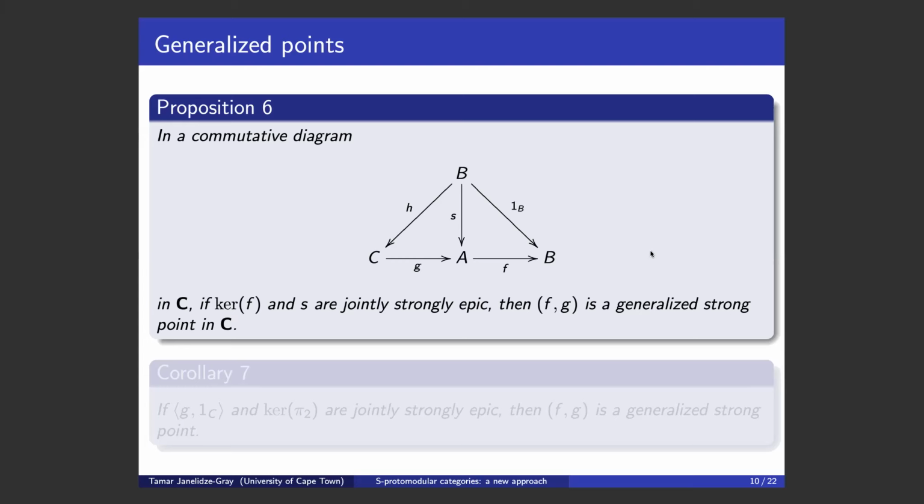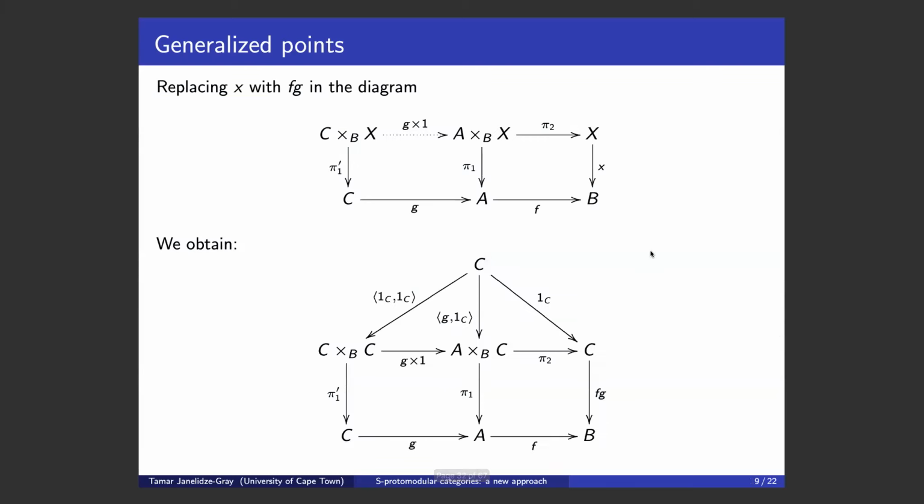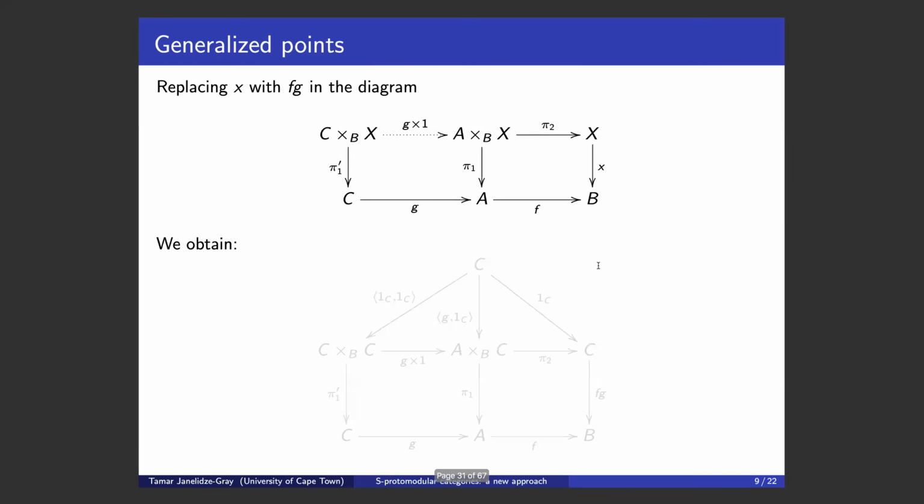So now if we apply this proposition to this diagram over here, then what does it give us? Then that proposition in this specific diagram will tell us that if the kernel of pi2 and this morphism over here are jointly strongly epic, then kernel of pi 2 and G cross 1 should also be jointly strongly epic. And then let me quickly go back over here.